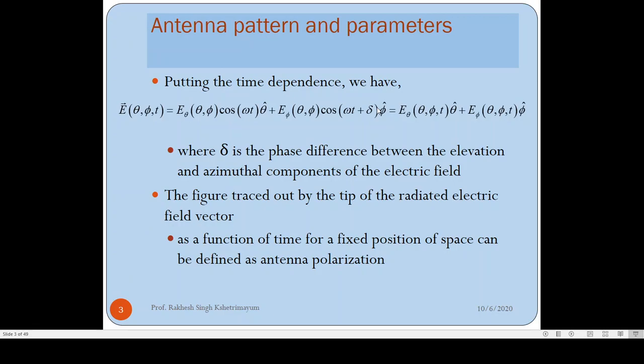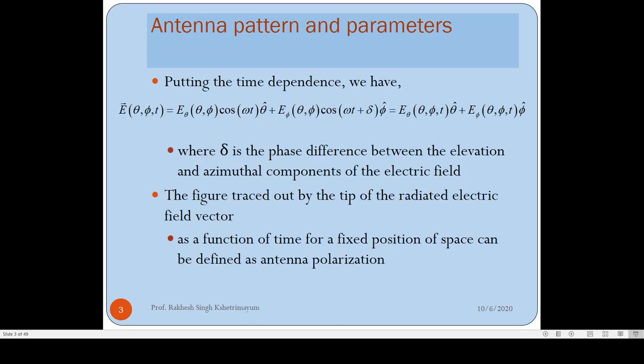So how do you define the polarization? Polarization is defined for electromagnetic waves as you look at the tip of the electric field at a fixed distance. How does the tip of the electric field behave? Based on that, we can define polarization. So antenna polarization basically means you look at the field radiated from the antenna in the far field and find out the polarization of that wave radiated from the antenna.